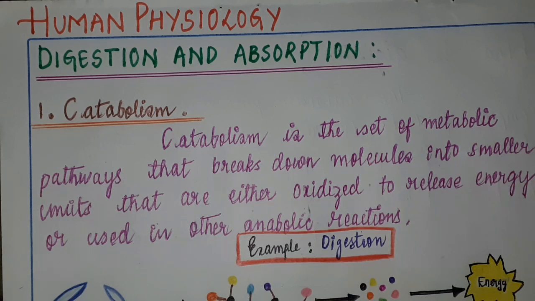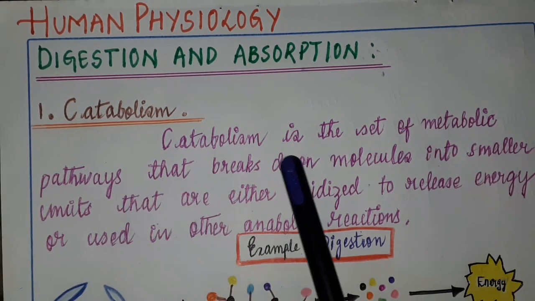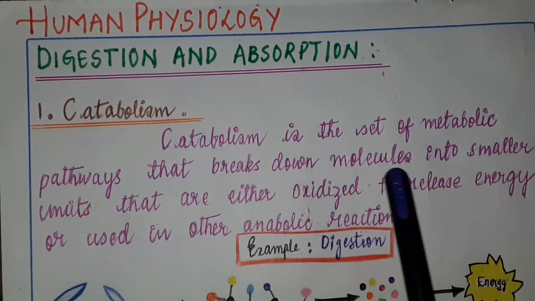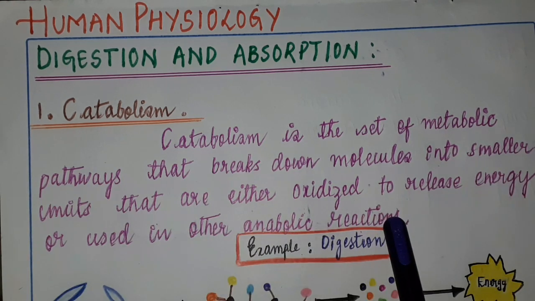Before going to digestion and absorption, I would like to say some basic concepts. So here we have catabolism and anabolism. Let us understand them before going to the actual topics of human physiology. Let's see catabolism first. Catabolism is a set of metabolic pathways that breaks down molecules into smaller units that are either oxidized to release energy or used in other anabolic reactions.